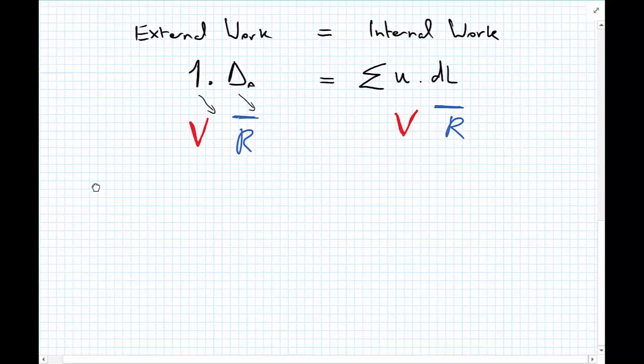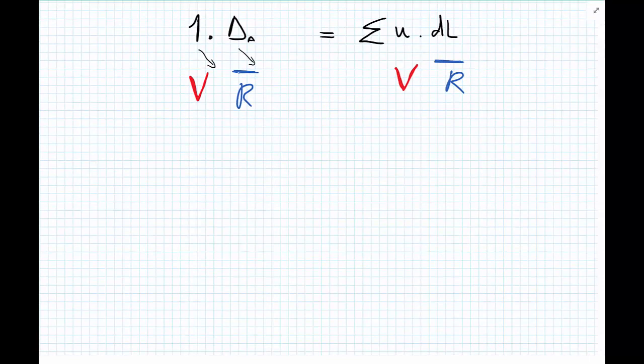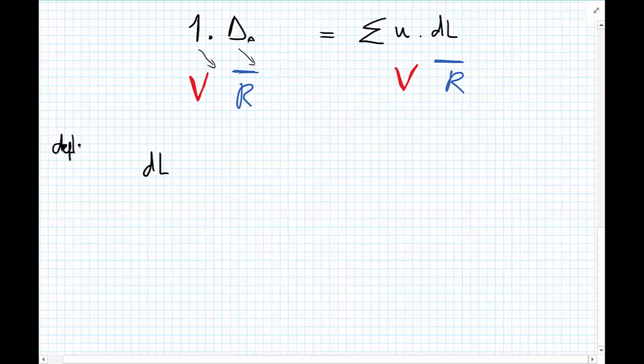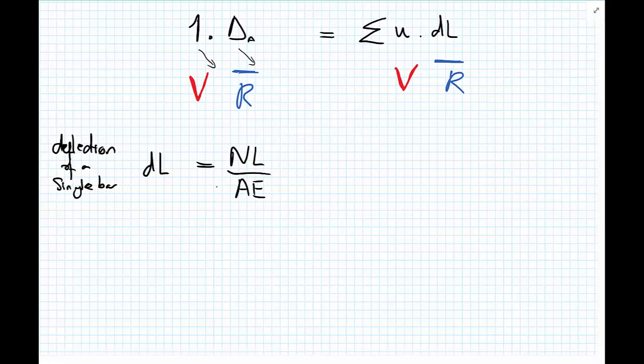We're now going to recall from strength of materials that the deflection or extension of a single bar, DL, is equal to NL divided by AE. N would be the internal force in the bar, or the normal force in the bar. L is the length of the bar. A is the cross-sectional area, and E is the Young's modulus of the bar. Now, just to make the equation neater, we're going to give the virtual load the letter little n. So capital N would be the real load that would give a DL, and little n is the virtual.